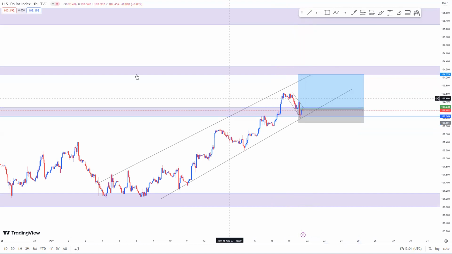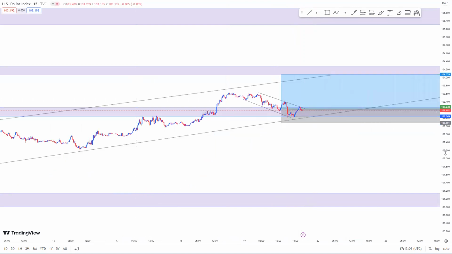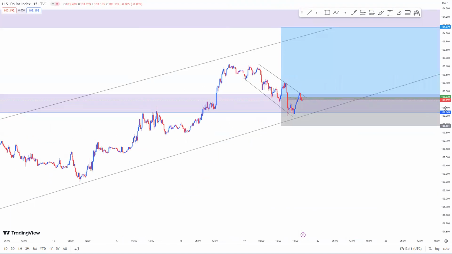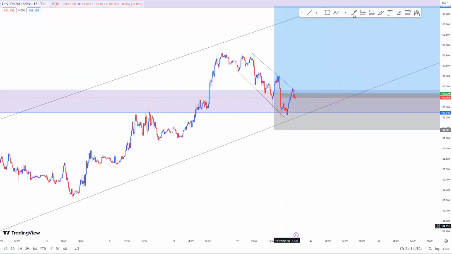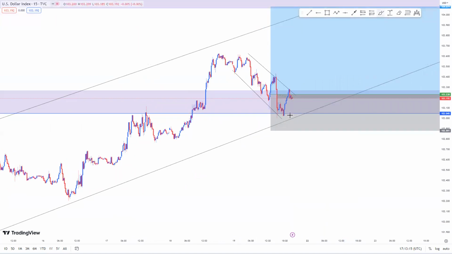So let's move to our 30 minutes or 15 minutes. Yeah, let's move to 15 minutes and try to understand what is going on here. As you can see on our 15 minutes, the market is currently in a correction. So for us to enter this, we need to what?